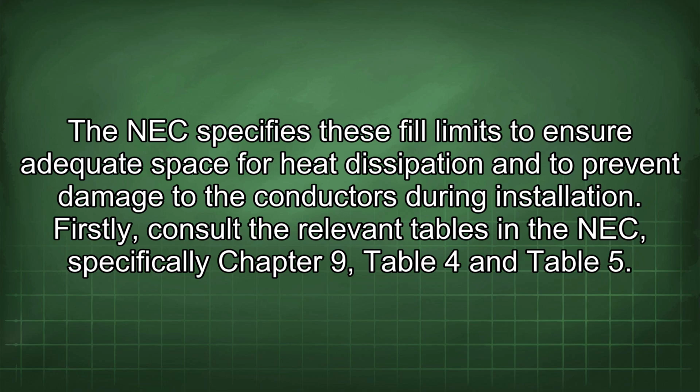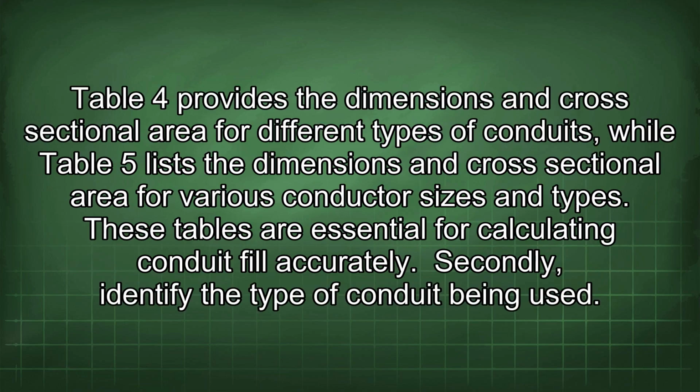during installation. Firstly, consult the relevant tables in the NEC, specifically Chapter 9, Table 4 and Table 5. Table 4 provides the dimensions and cross-sectional area for different types of conduits, while Table 5 lists the dimensions and cross-sectional area for various conductor sizes and types. These tables are essential for calculating conduit fill accurately.